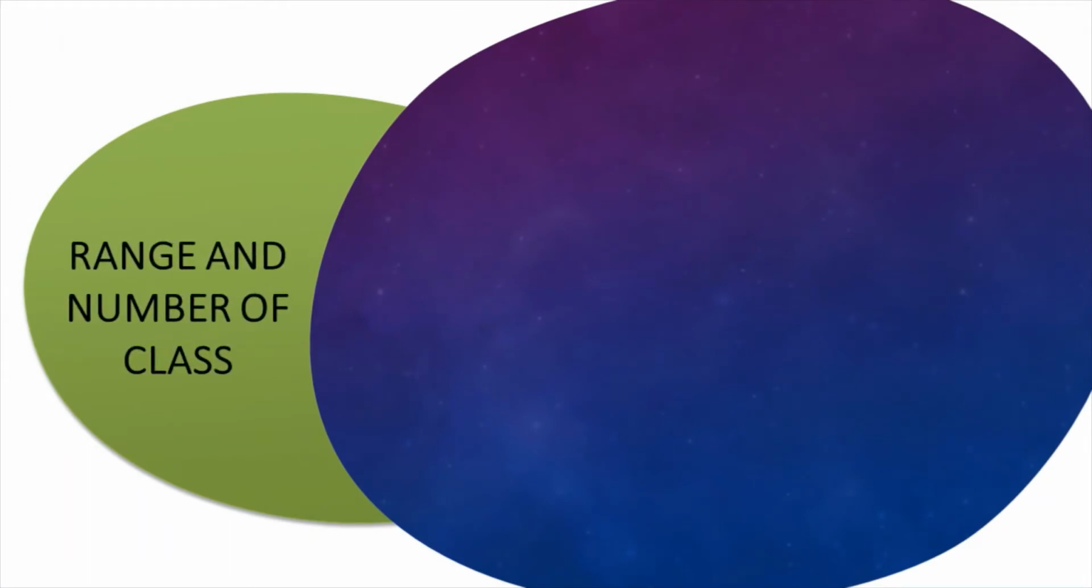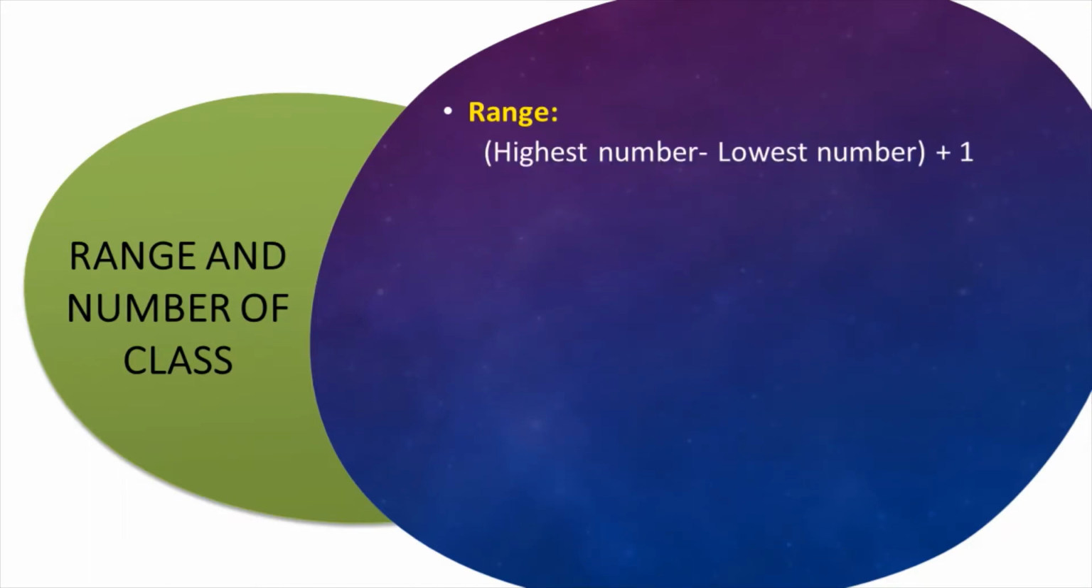After that, range and number of classes. What is range? Let us see. The formula for range is highest number minus lowest number plus 1. Suppose we have some data and we have to find the highest number and the lowest number, and take the difference, and if we add 1, then we get the range.